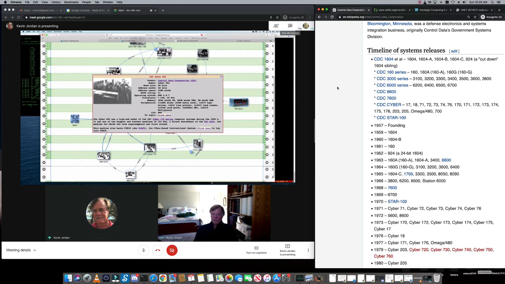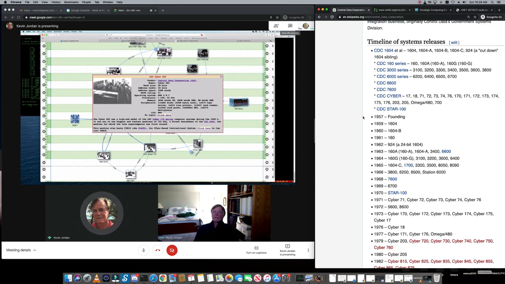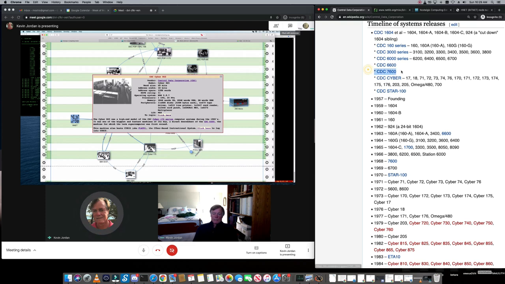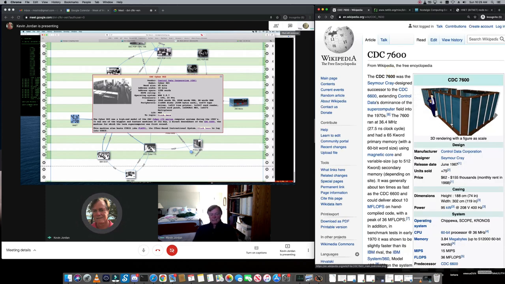Control Data also had a model of machine called the 7600, which was very similar to the 865 and 175, but with some significant differences as well. It was the next generation of supercomputer after the 6000 series, the 7000 series, which was also designed by Seymour Cray. It was the last series he designed for Control Data just before departing to create Cray Research. The 7600 was released in '67, we see here. And where it says units sold 75 plus, that looks like a very low number, but these were extremely expensive machines, obviously.